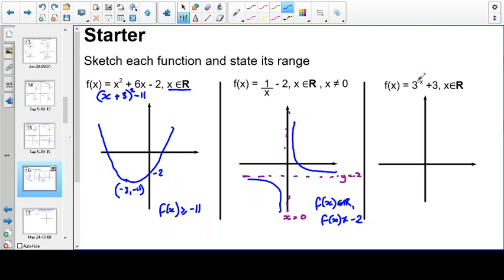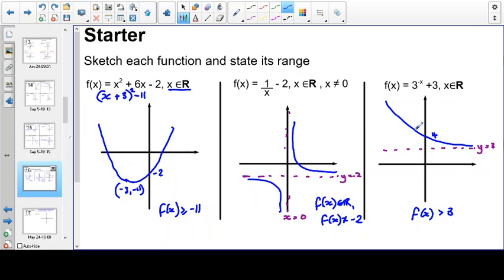And then this one, well, this is an exponential, it's 3 to the x will be that way, 3 to the minus x is going to be that way, and then there's going to be an asymptote at 3. So that's y equals 3, and it's going to go like that through 4. So that's what the graph looks like, which means that the range can be anything as long as it is greater than where the asymptote is, which is 3.